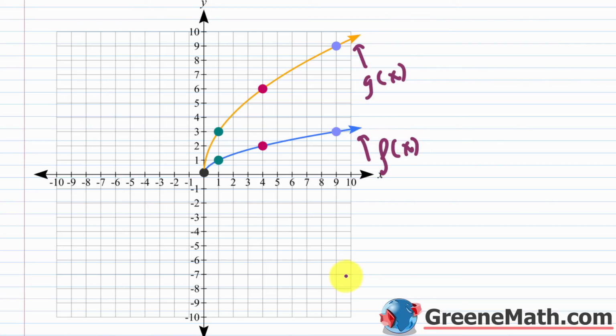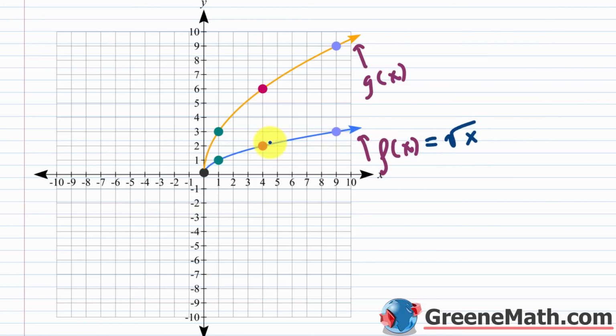Now, first off, it's pretty easy to identify the function. If you look at this one right here, you should know from previous lessons, this is the square root function. You have the points 0, 0, 1, 1, 4, 2, 9, 3. So this is f of x equals the square root of x.